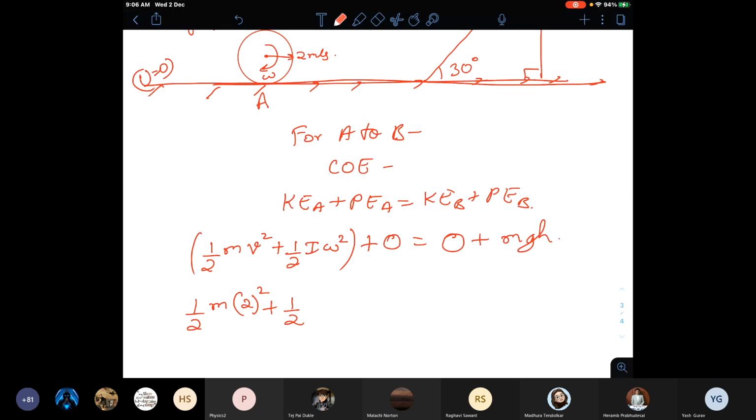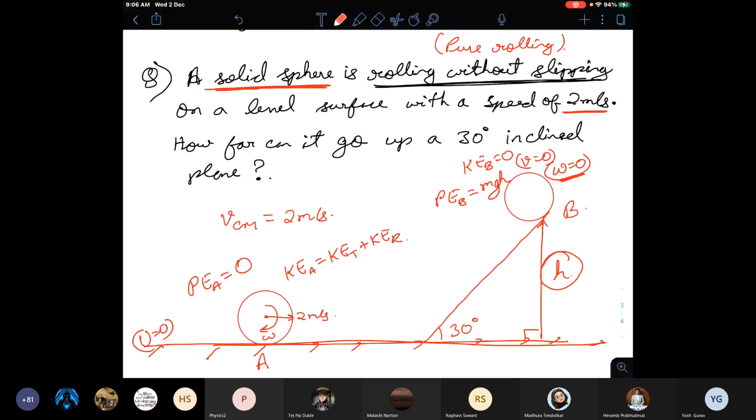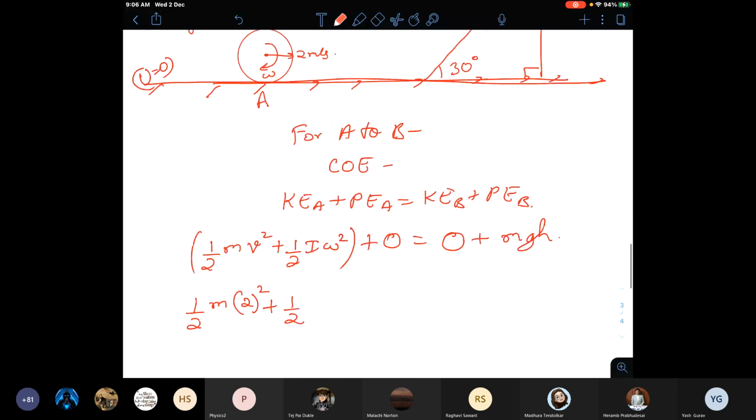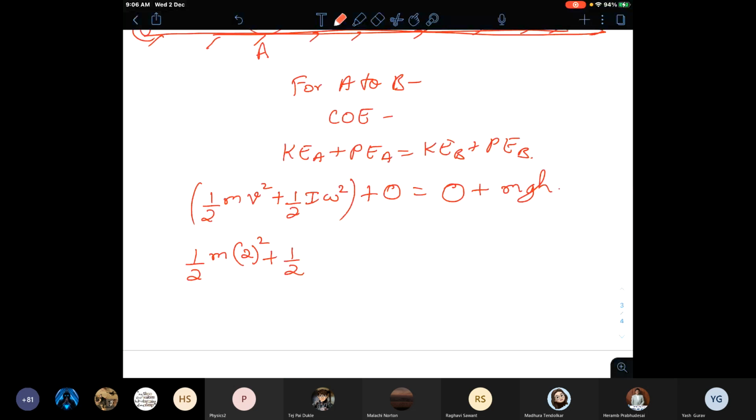Moment of inertia, I. Here we have to calculate the moment of inertia of a solid sphere. It is given in the question that the object is a solid sphere. So moment of inertia of solid sphere is ICM, which we have calculated as 2 by 5 m r square. We have already written that. So I can be replaced as 2 by 5 m r square.